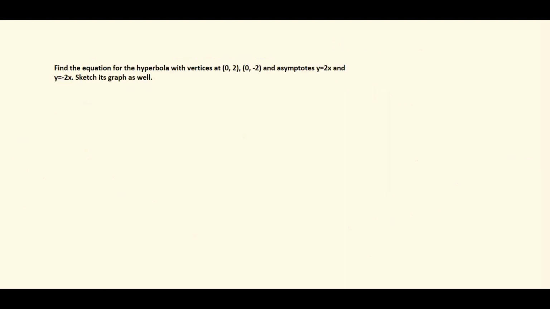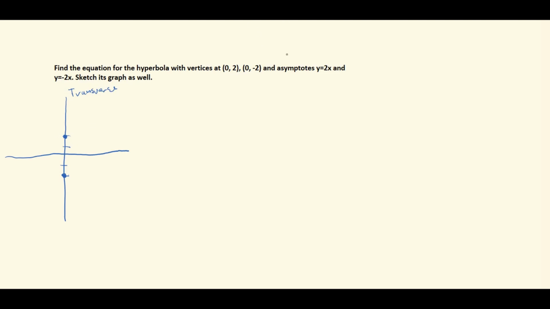Alright, let's look at one more. Find the equation for the hyperbola with vertices at 0, 2 and 0, negative 2, and asymptotes y is equal to 2x and y is equal to negative 2x. Sketch its graph as well. Let's go ahead and start sketching this. So it tells us that the two vertices are 0, 2 and 0, negative 2. So we have those two vertices, and this tells us that this is going to be the transverse axis because the vertices are always going to be on the transverse axis.